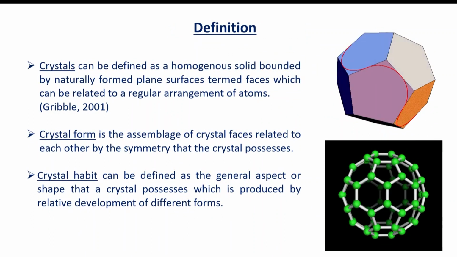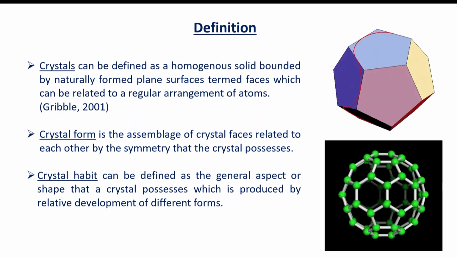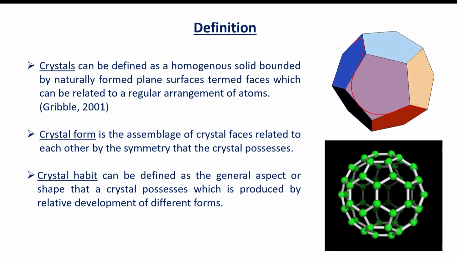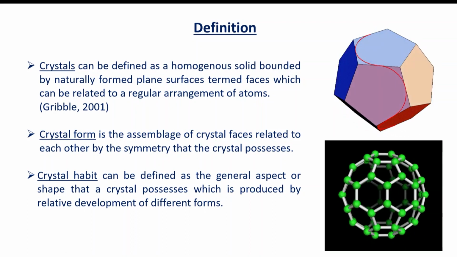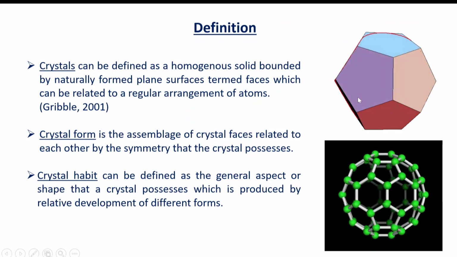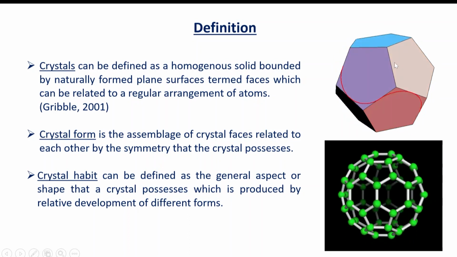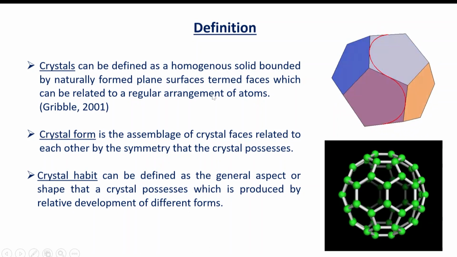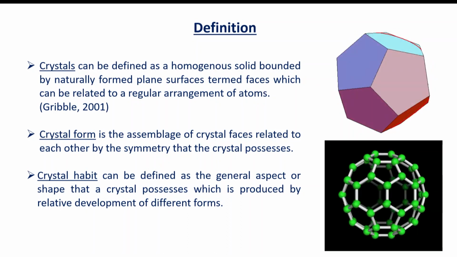Now for crystal properties, that is the focus of this first part of this lecture, we need to define what a crystal is. Again, to start with, crystals can be defined as a homogeneous solid bounded by naturally formed plane surfaces. Like this, you can see a revolving crystal here, where you have these planar surfaces that are bounding some space within it. So these plane surfaces are termed as faces, which can be related to a regular arrangement of the atoms.